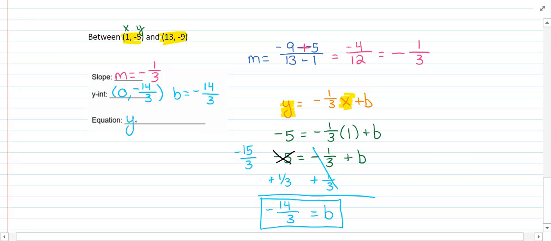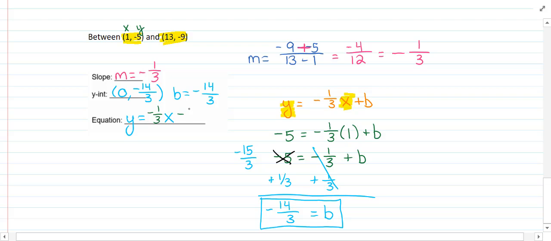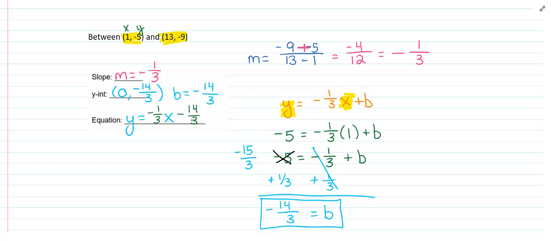So now I can rewrite the equation, leaving my x and my y now as variables. My slope is negative 1/3. My intercept is negative 14/3. So my equation of the line is y equals negative 1/3 x minus 14/3.